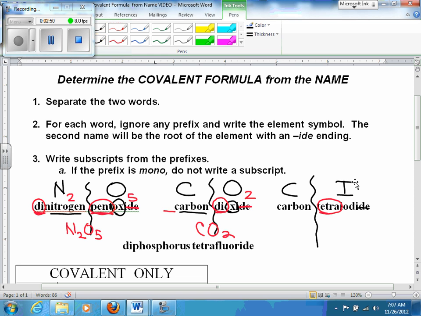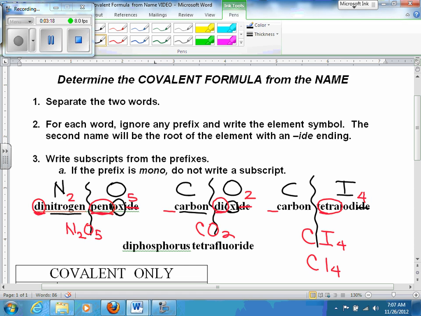Now we get to worry about the prefixes to get our subscript. Again, no prefix here, so no subscript. Tetra is like Tetris, and that's a 4. So our compound is CI4. Make sure you write that CI4 and not CL4. Fluorine looks a little different. All right, let's try our last one.